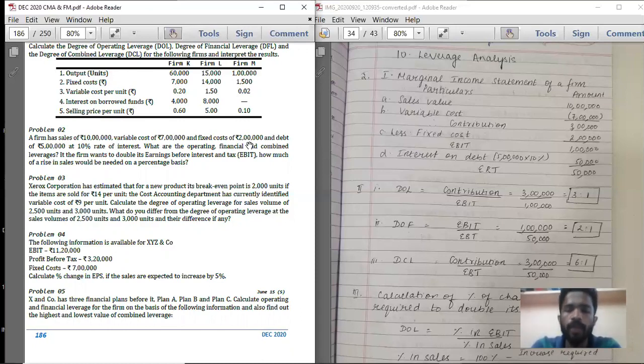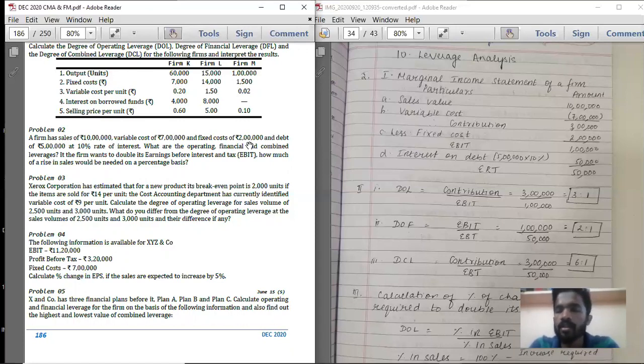Below that EBIT, point number (d): interest on debt. What is the debt percentage? The total debt is 5 lakhs at a 10% interest rate. So within brackets, 5 lakhs into 10%. Interest on debt, amount column, 50,000 within brackets.